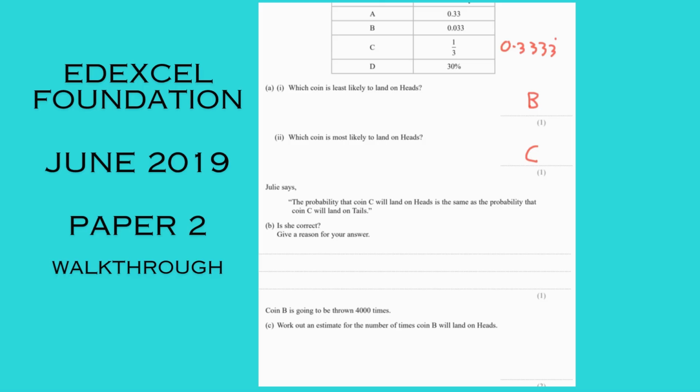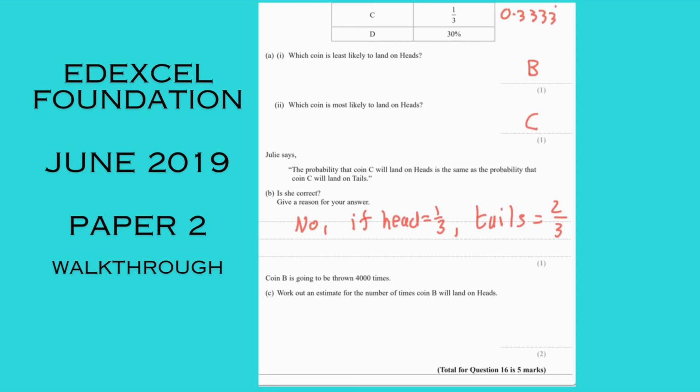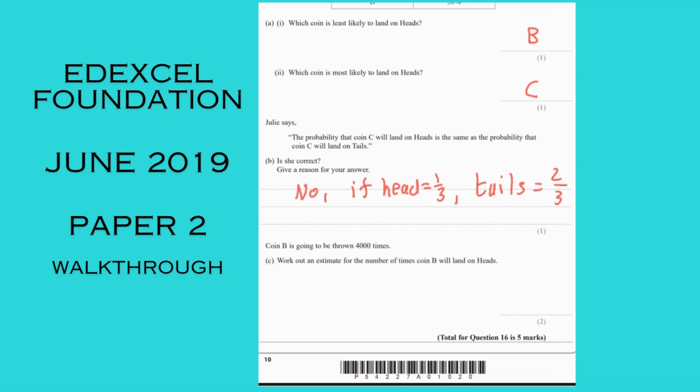So, if you read what Julie says, she's saying that the same is third. Well, hold on. Sorry, Julie. Can't be equal, can't be. It's a no. I'm afraid you are wrong because you either get a head or a tail. So if a head is a third, they must add up to 1. So tails must be 2/3. A variety of correct ways of explaining that one.